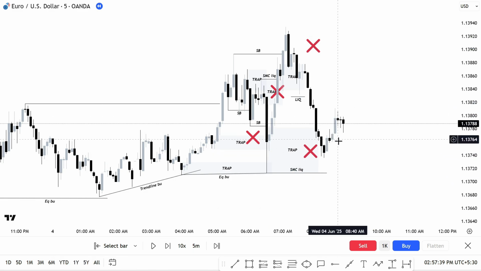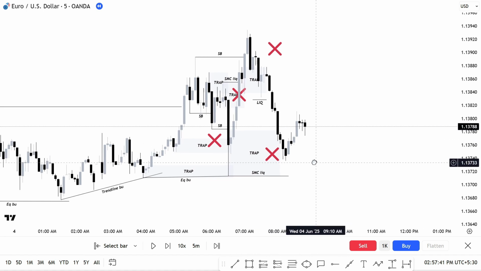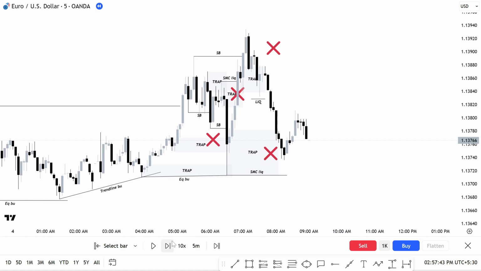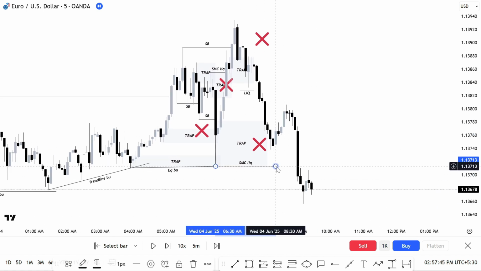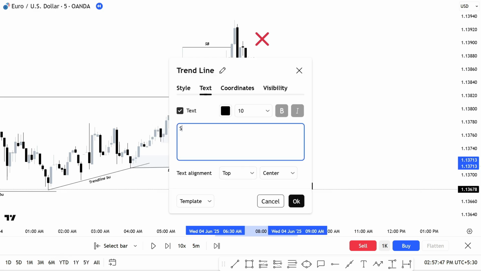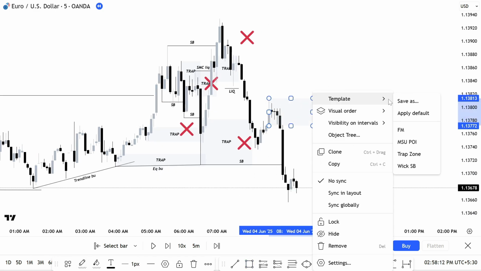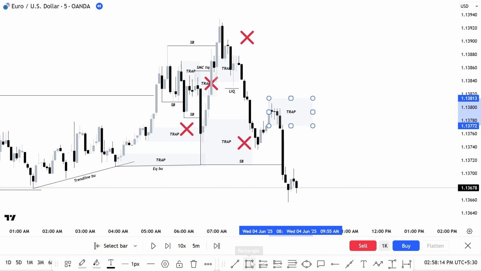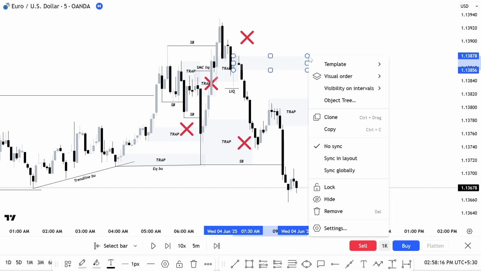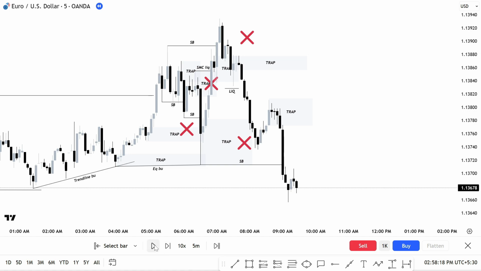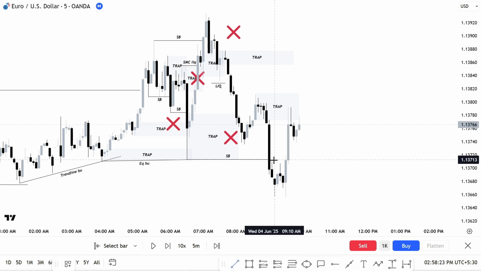Price gave a good bullish reaction to induce SMC traders, and let's see what it will do. Price took out every SMC trader, giving a structure break to the downside. This is a trap zone. This is also a trap zone. Price created this liquidity for the trap zone.